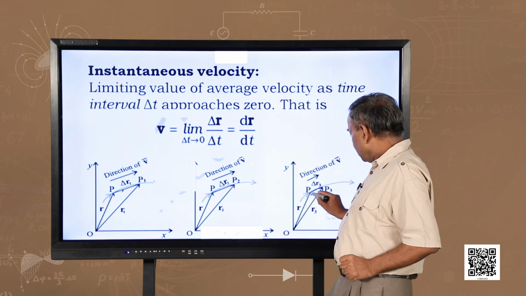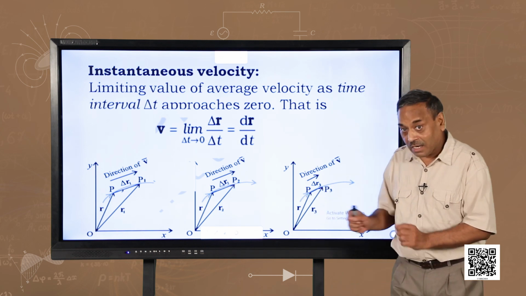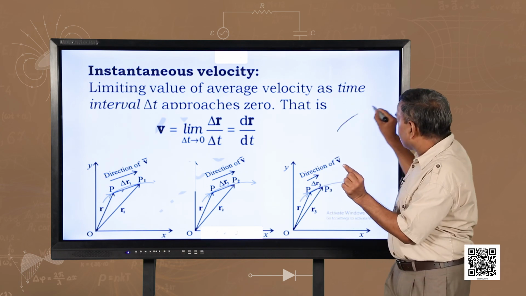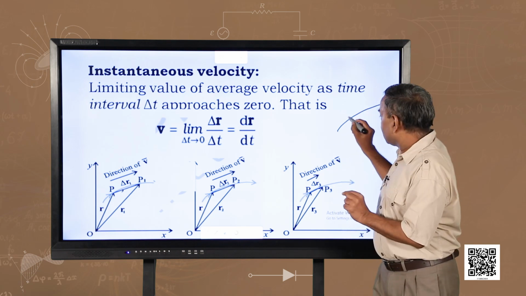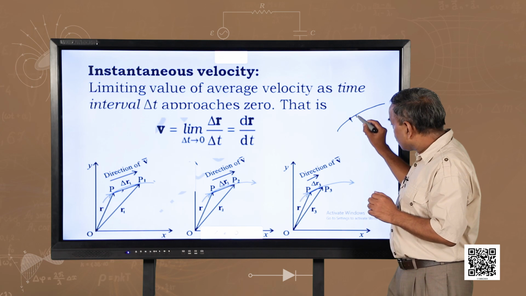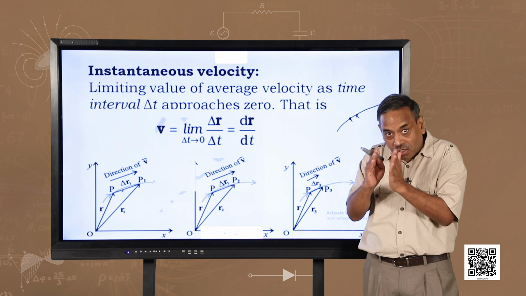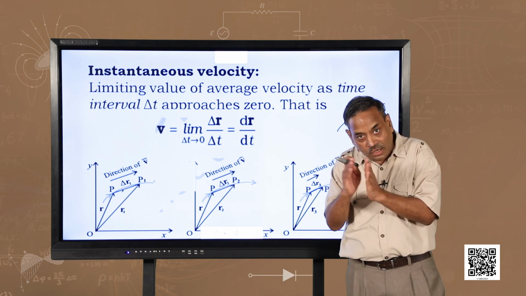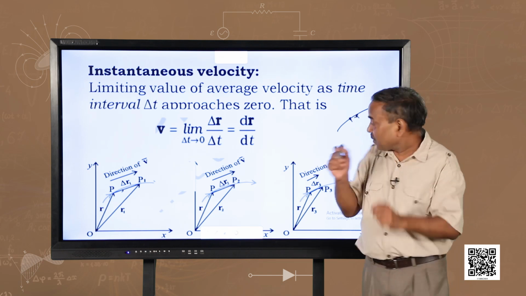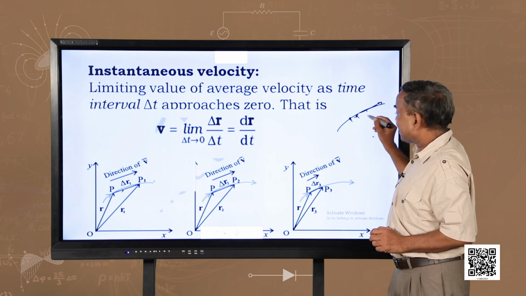Now, in this case you will see that the direction of v is the direction of delta r, which is nothing but the tangent at that particular point. Suppose this is the motion, with a first point and a second point. As delta t decreases, delta r keeps decreasing and becomes like a point if delta t becomes negligibly small. Now if you draw this vector, it becomes a tangent at this point.